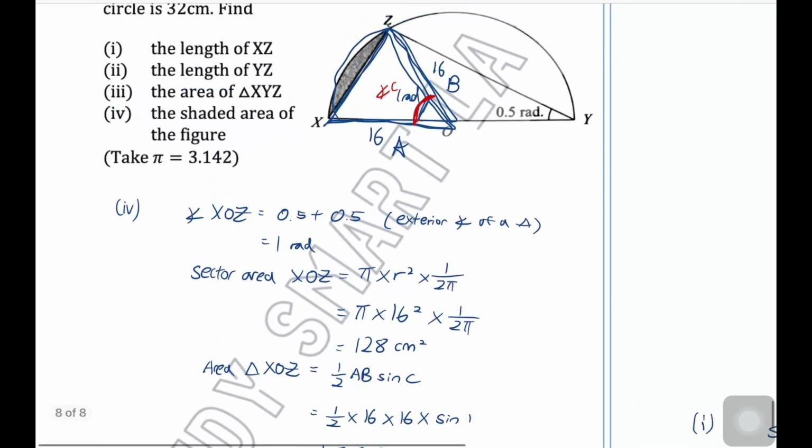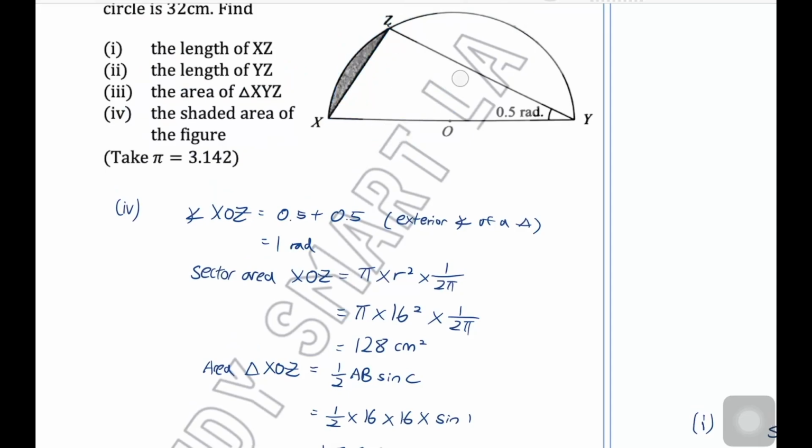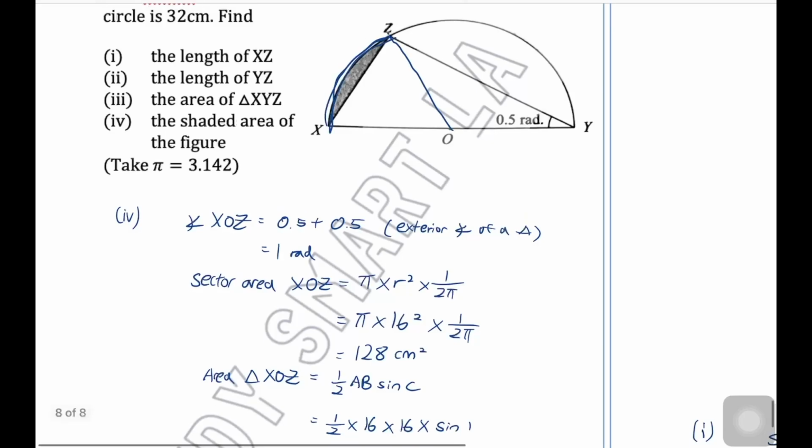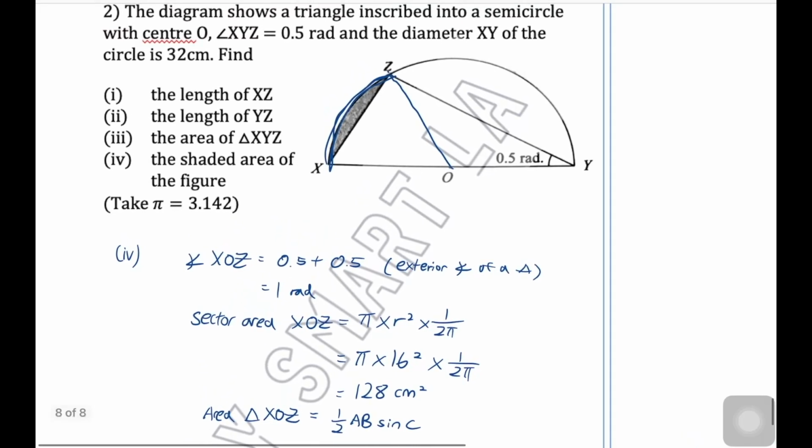Now, before I end off, I just want to talk about how to find the arc length xz really quickly. Why? Because earlier, in part 1, we mentioned that the length of xz that they want you to find here is actually the triangle length, this length over here. So in case you guys are wondering, how do I then find the arc length xz?